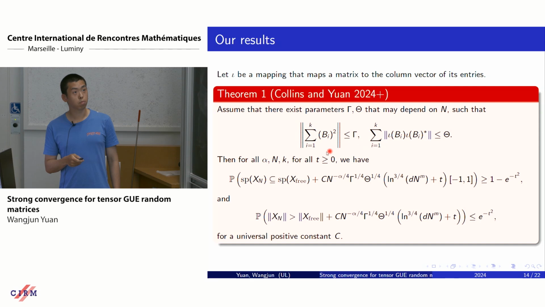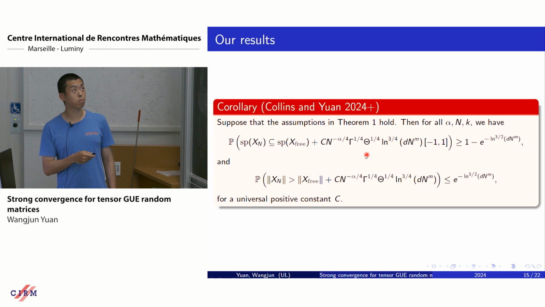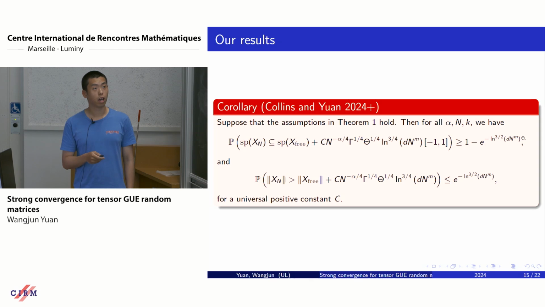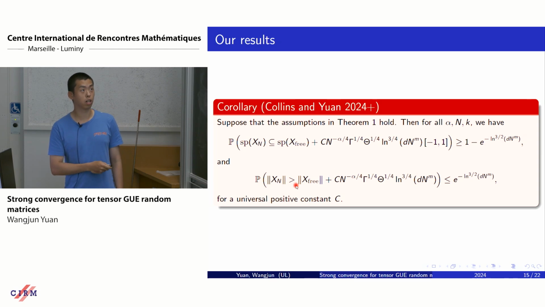Okay. Now a small corollary is that if we choose t to be this object, we can simplify the formula: the spectrum of X_n is included in the spectrum of X_3 plus this quantity. This event happens with a very high probability. The probability is at least 1 minus e to the power minus log of 3 over 2 of the dimension, d times n to the power m. And also, similarly for the operator norm.